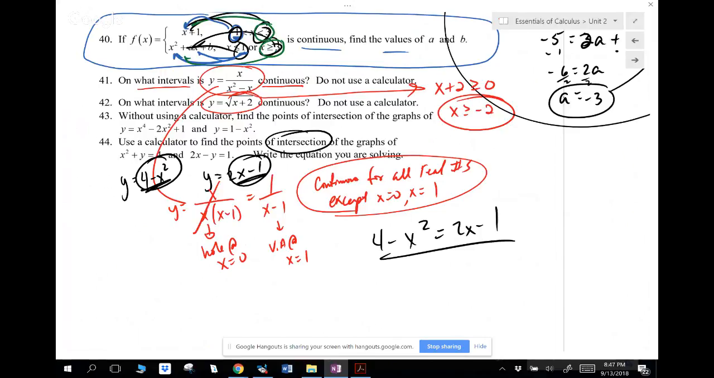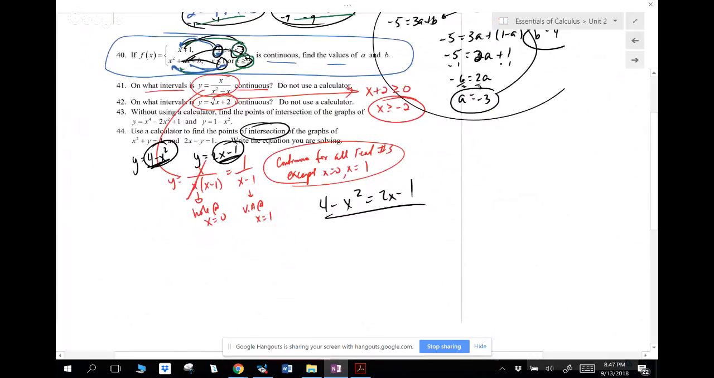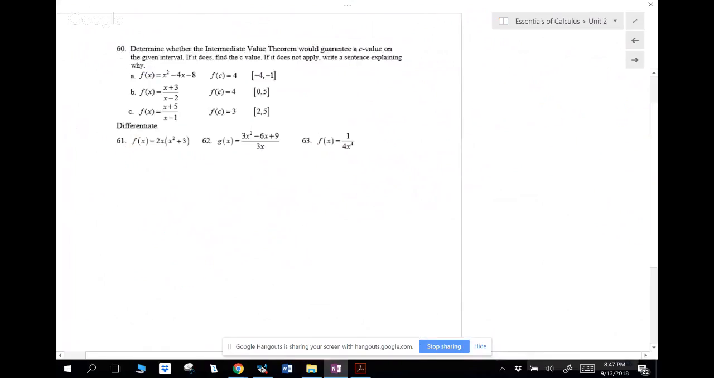60. Ooh, multiple 60s. All right, let's see.